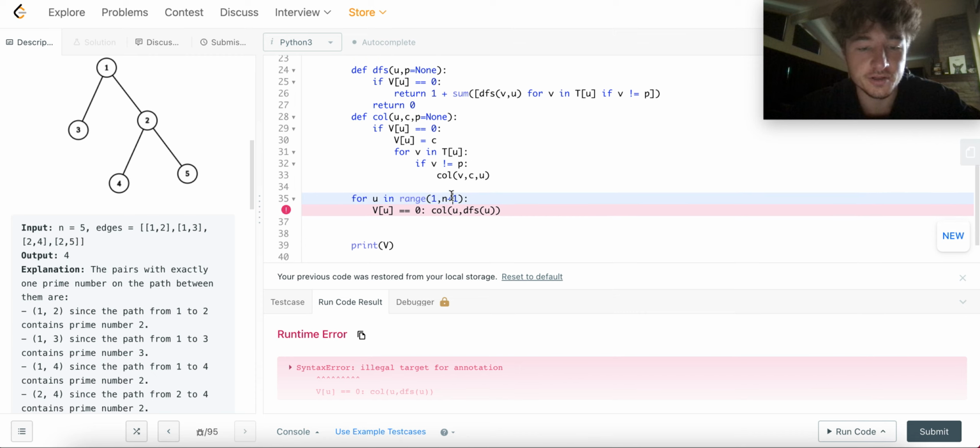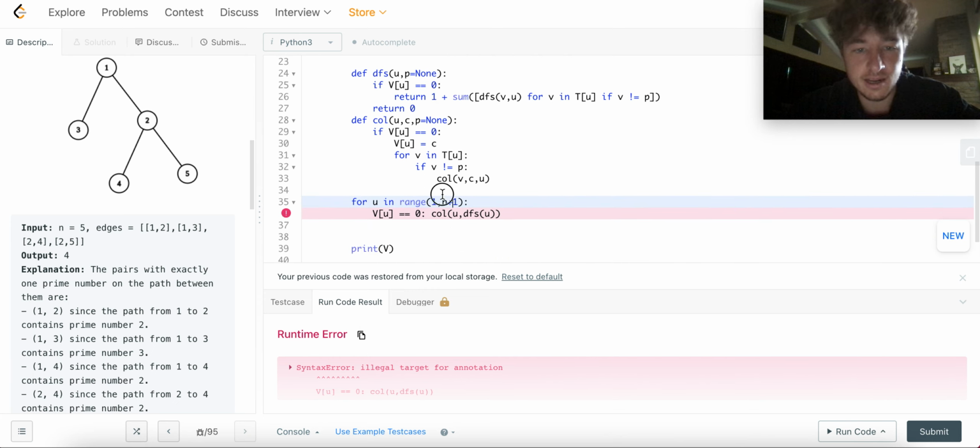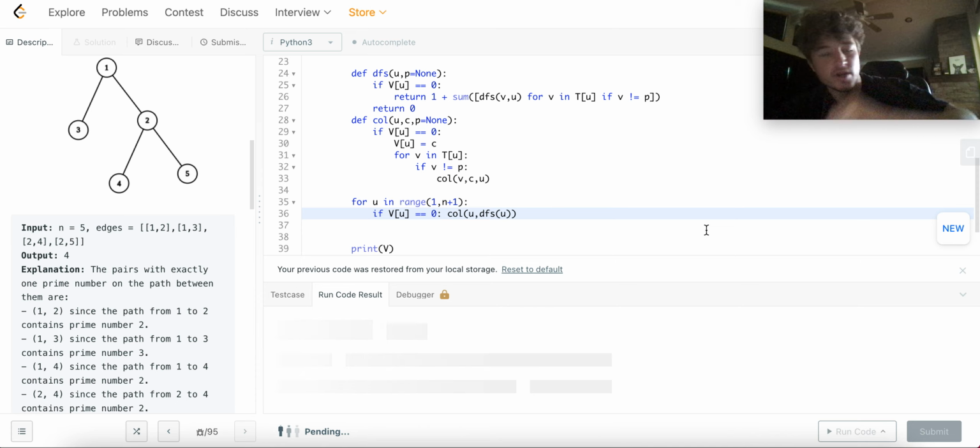Illegal target for annotation. What? Does anybody know what they're talking about? Oh, if. I should know that's what I meant. Python, come on.